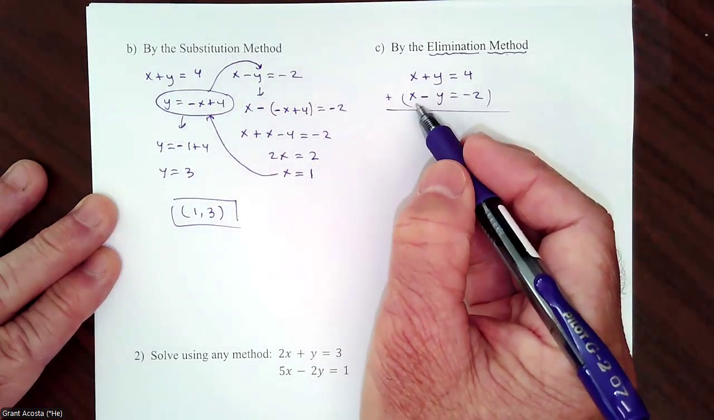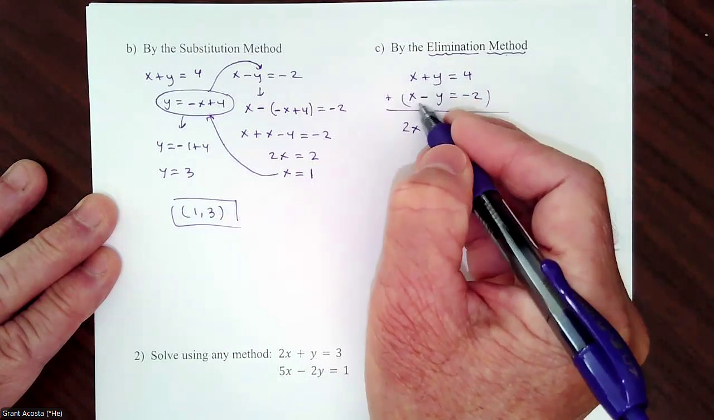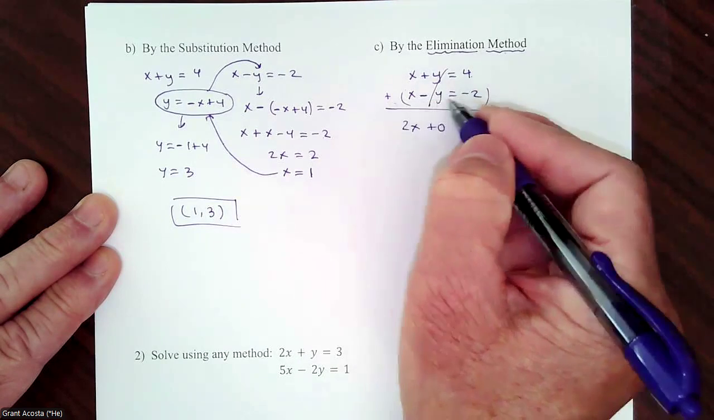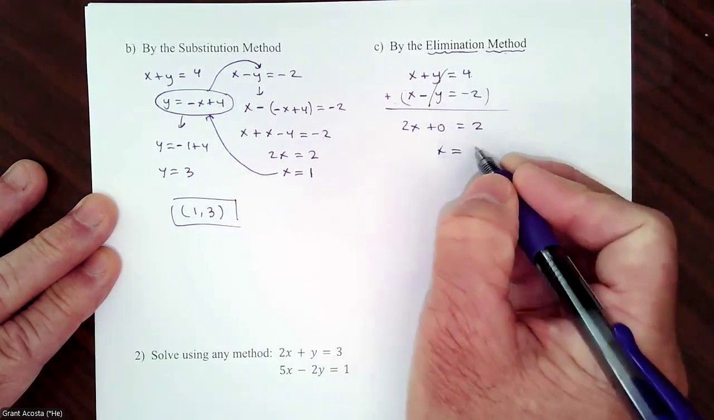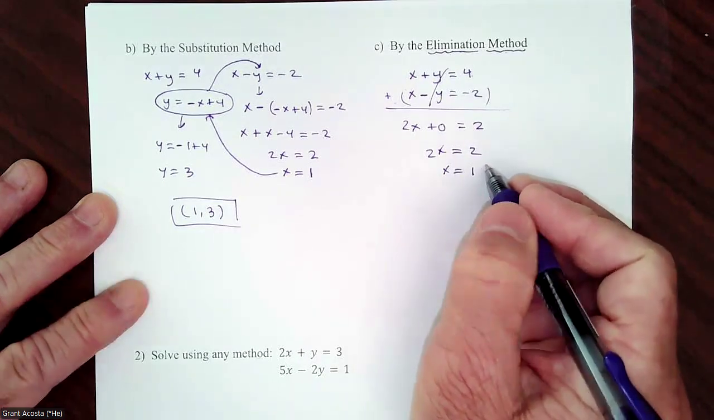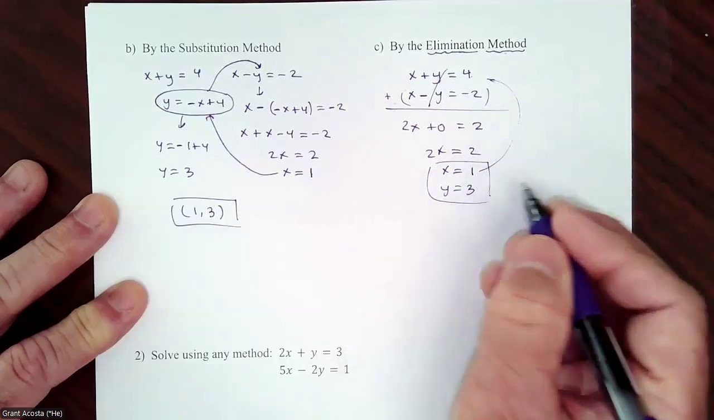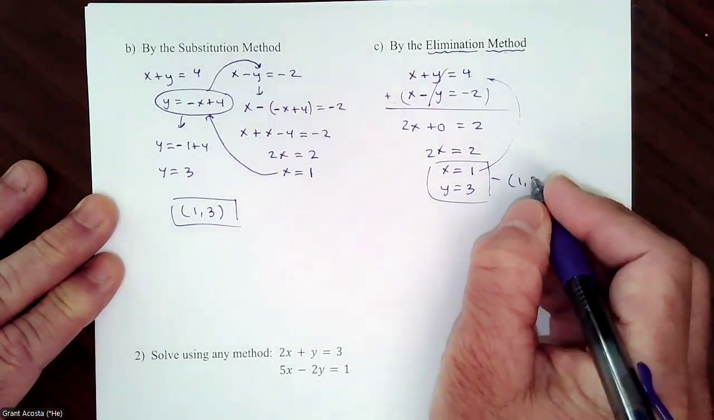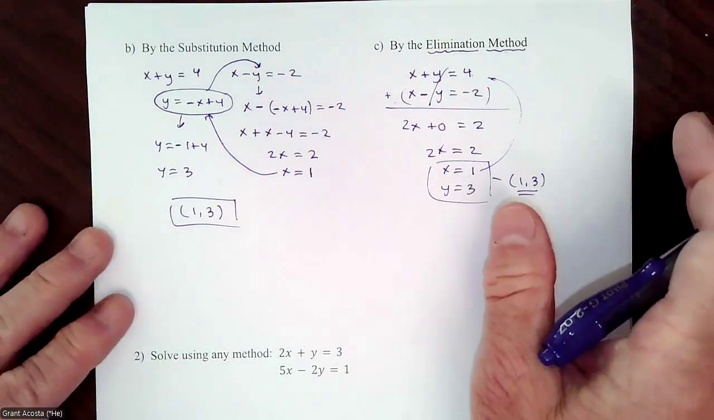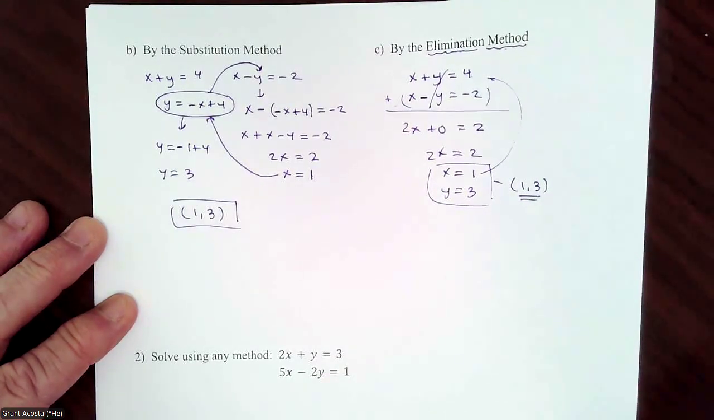In this case, I'm going to add, because if I add, x plus x gives me 2x, y plus -y is 0, those cancel out, and 4 plus -2 is 2. That gives me 2x equals 2, which means x equals 1. And we already know if you put that back into either one, I get y equals 3. And I would list that as an ordered pair, (1, 3). Okay, so these are the ways you can solve a system of equations.